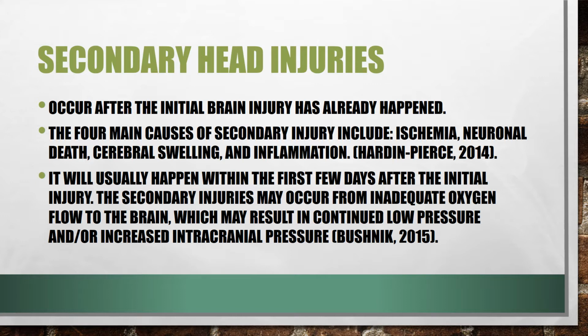Secondary head injuries occur after the initial brain injury has already happened. The four main causes of a secondary injury include ischemia, neuronal damage, cerebral swelling, and inflammation. This can happen within the first few days after the initial injury, and this is where as nurses we want to make sure that there is adequate oxygen getting to the brain, that we're watching for any increased intracranial pressure, and if there is, that we are following our protocols and doing everything for our patient to help decrease the chances of any secondary head injuries.